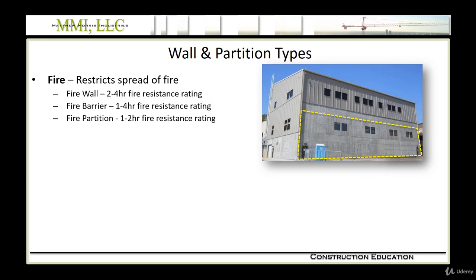And for all these different assemblies, firewalls, fire barriers, fire partitions, the code provides provisions and restrictions for openings in all the fire-rated assemblies, including sizes, material types, and ratings for doors and windows, for example.